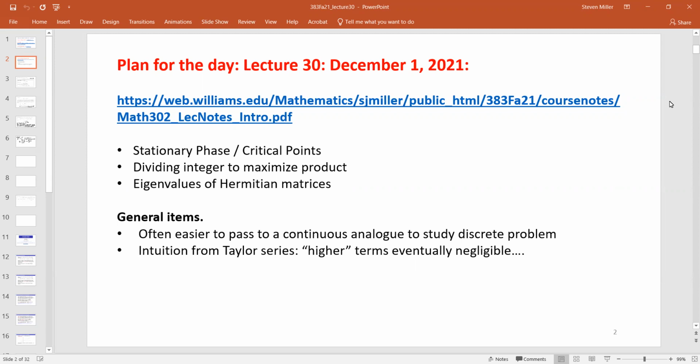Continuous problems are often much easier. You have the powerful tools of calculus to throw at it. So we want to convert discrete problems to continuous problems. So we're going to finish up the Stirling formula, and then we'll move to another discrete problem. And then as time permits, I'll talk a little bit about eigenvalues of Hermitian matrices to prepare for some applications lectures on random matrix theory and L functions that will be coming later this week and early next week.